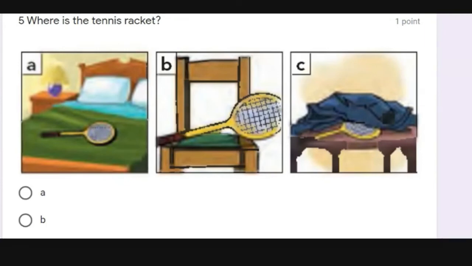5. Where is the tennis racket? I can't find my tennis racket. Have you seen it? Well, last time I saw it, it was on the bed. No, I moved it from there and I thought I left it on the chair. Ah, I can see it now. It's on the table, under your jacket.